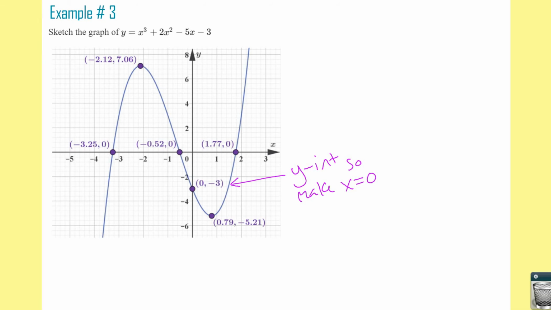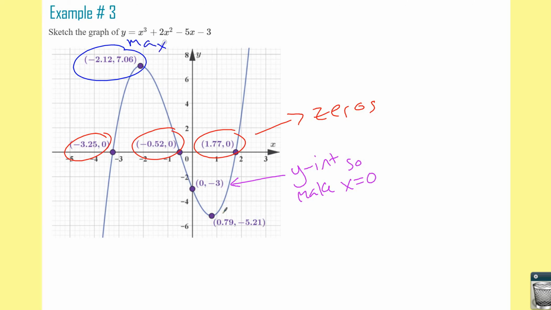So that's how you want to find them in your trace function. So I'm going to write them out. So these are your zeros, and this one was your maximum, and this one was your minimum. Okay, so use your calculator to find those, and then you can plot them just like this.